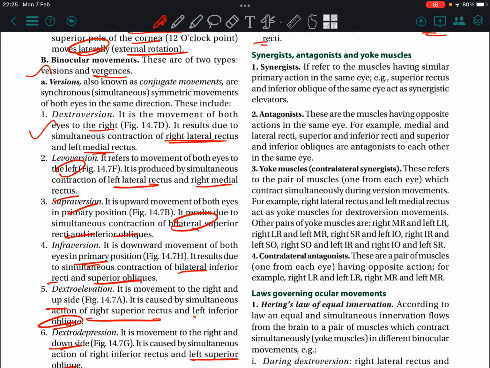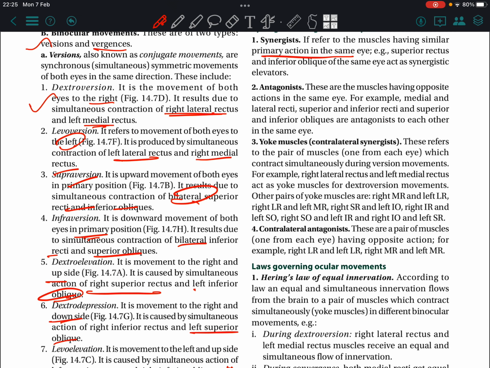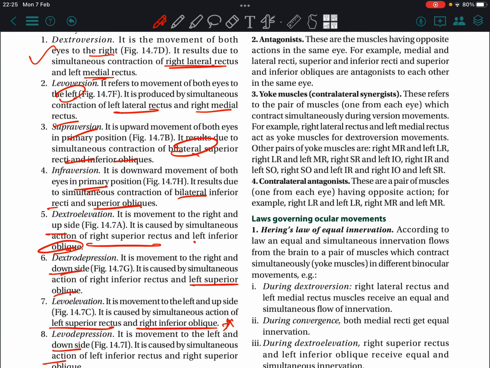Synergists refer to muscles having similar primary action in the same eye. Antagonists are muscles having opposite action in the same eye. For example, medial and lateral recti, superior and inferior recti.